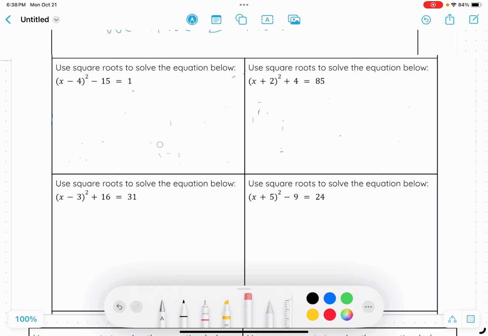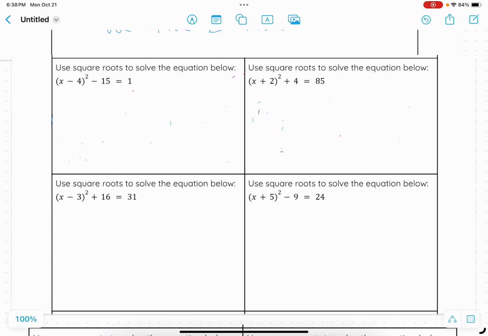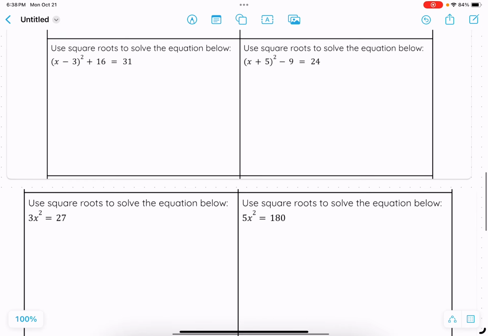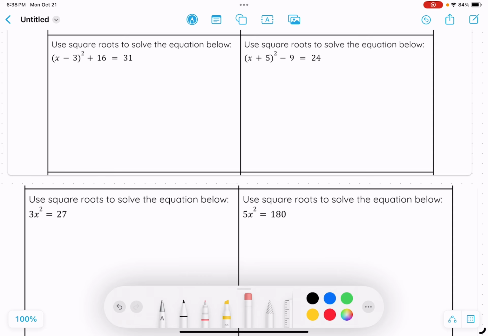Okay, here we go. So now we're doing the same thing. We're trying to get this perfect square over here by itself. So we're gonna subtract 16 from both sides. Okay, so 31 minus 16, that's gonna give us 15. And then we got (x minus 3) squared over here.